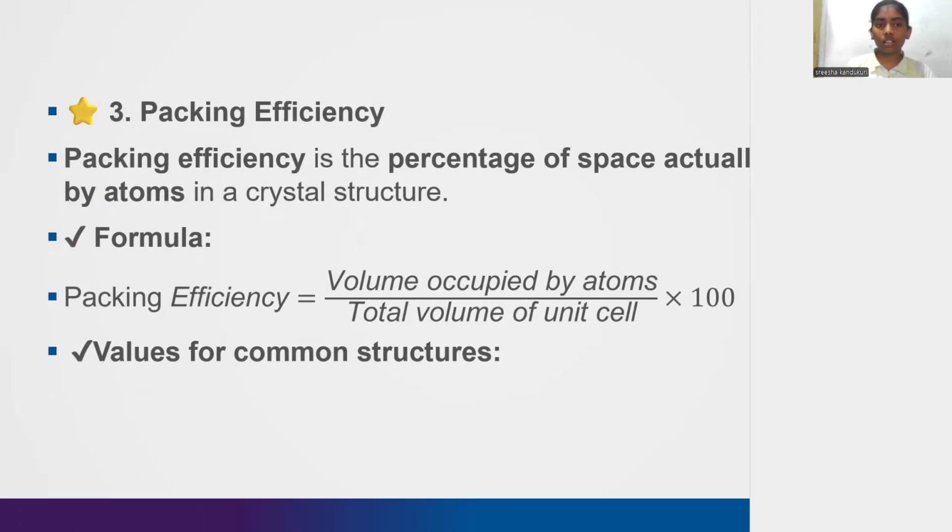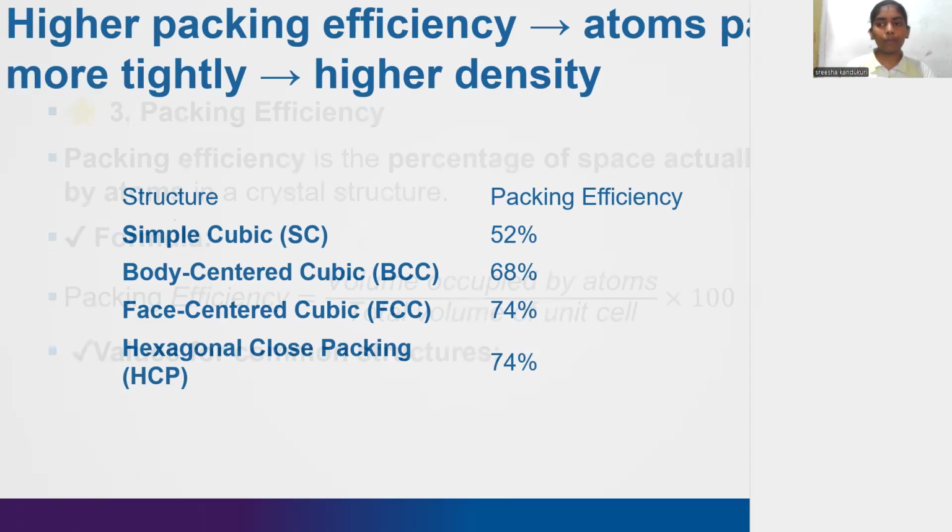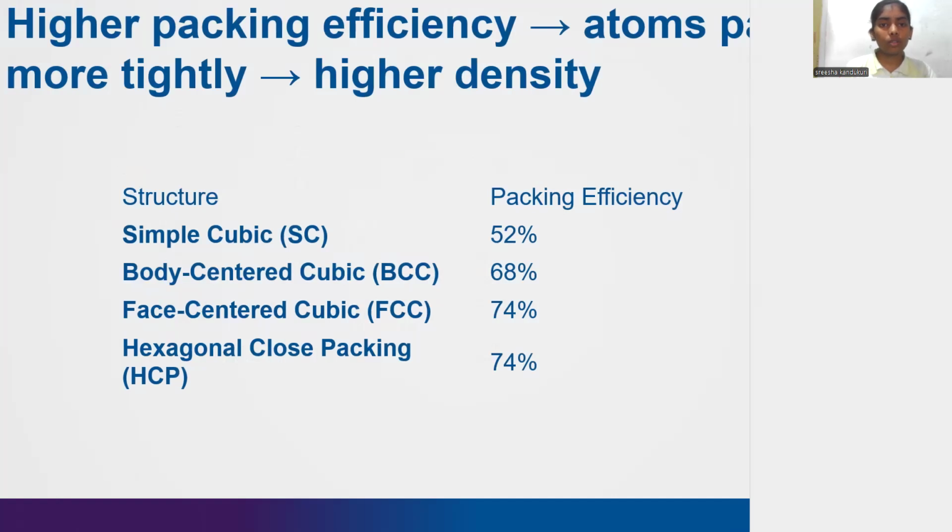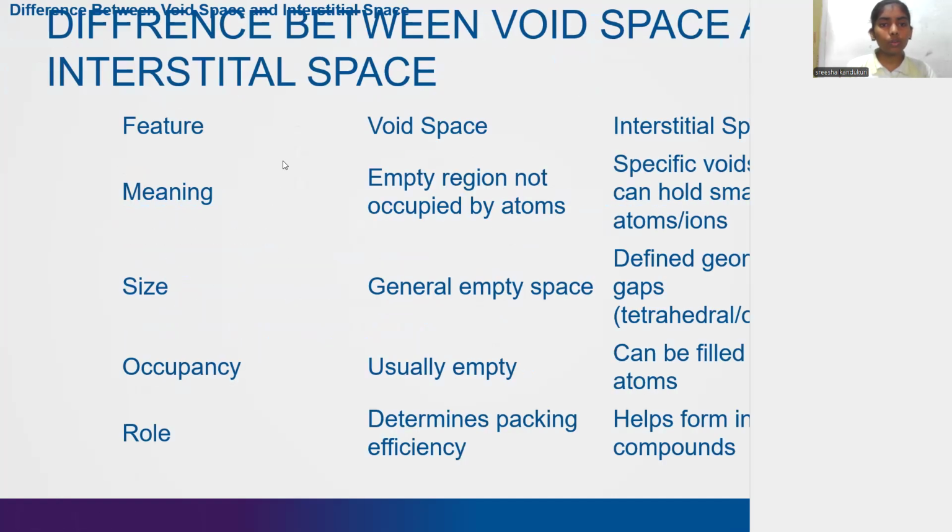So now let us discuss packing efficiency. Packing efficiency is the percentage of space actually occupied by atoms in a crystal structure. The formula given for packing efficiency is volume occupied by atoms divided by total volume of unit cell, times 100. So the values for common structures are mentioned.